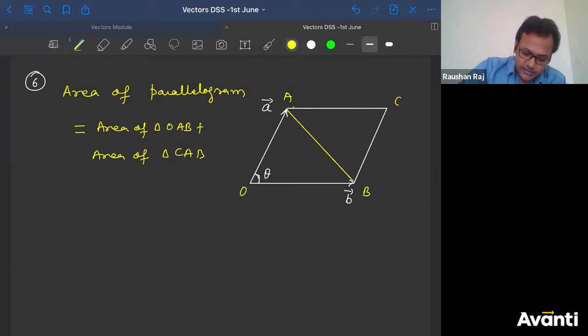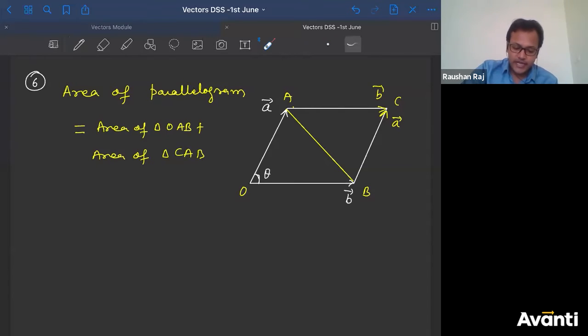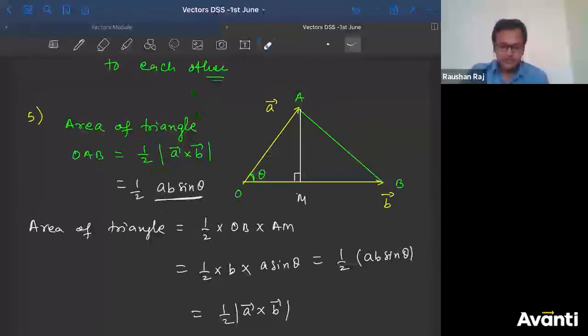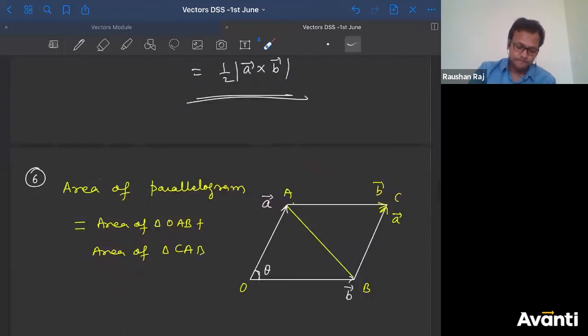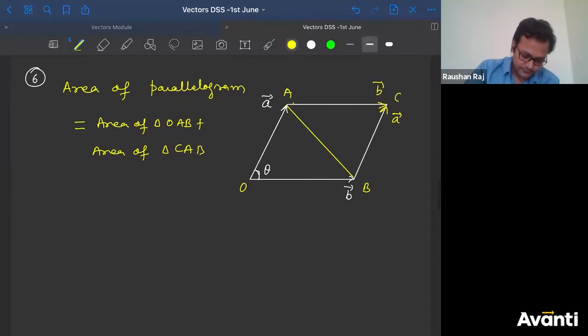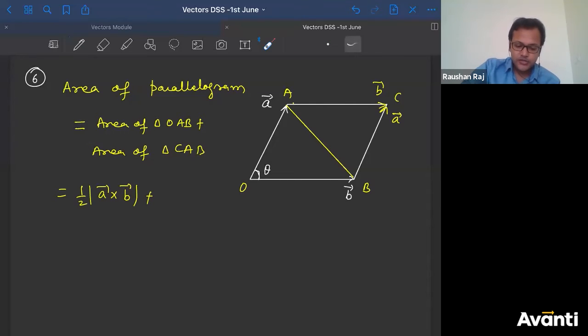This is vector B. This is vector A. Tell me, how should I write the area of this triangle? Just now we have figured out, if you're having a triangle like this, if these are the two vectors, then what is the area of this triangle? I can write half into modulus of A cross B. How should I write this?